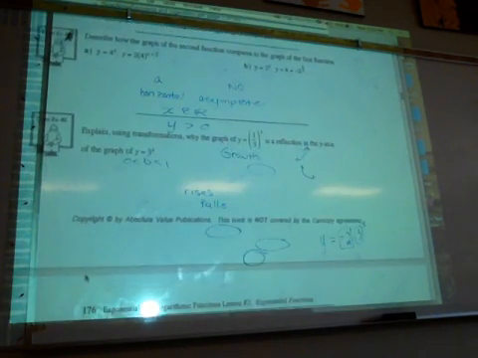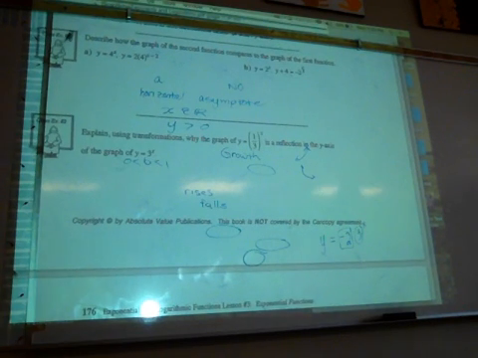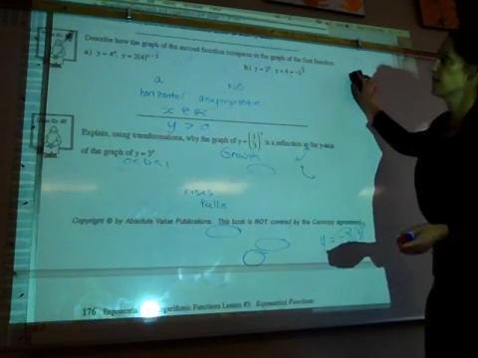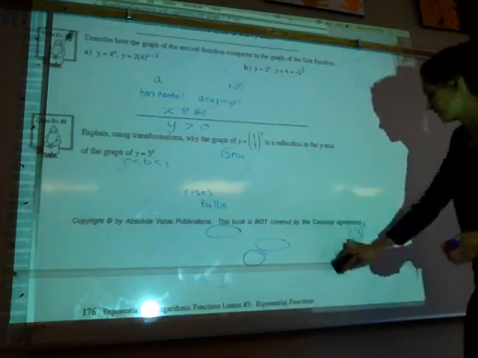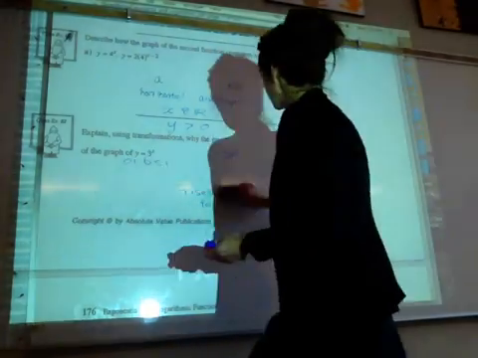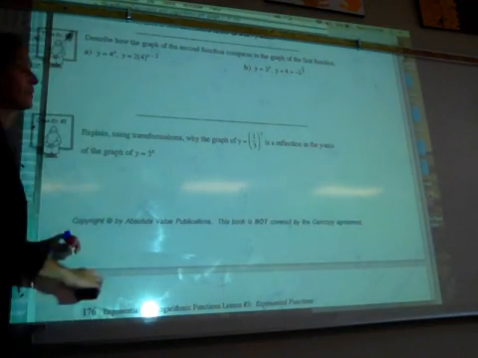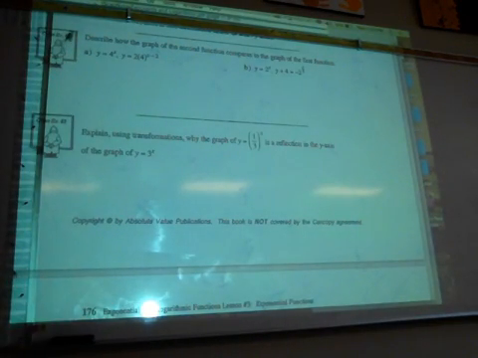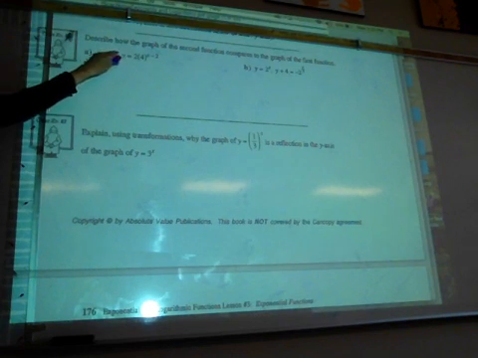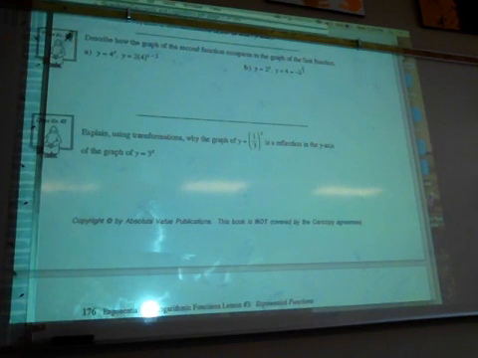A few more questions. Let's describe how the graph of the second function compares to the graph of the first. Now that we've learned about exponential functions, this is a review of the transformations unit. Our original function is 4 to the power of x. We've got to think about all our transformations: vertical stretches, horizontal stretches, reflections, and then vertical and horizontal translations, and decide what's happening. I'll give you a minute to think about it.